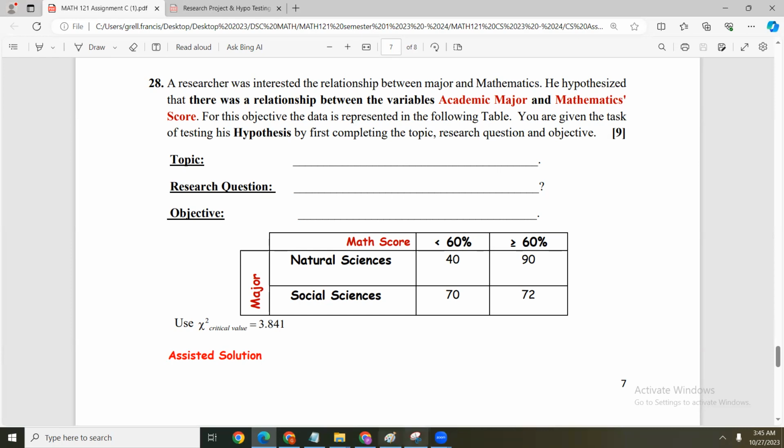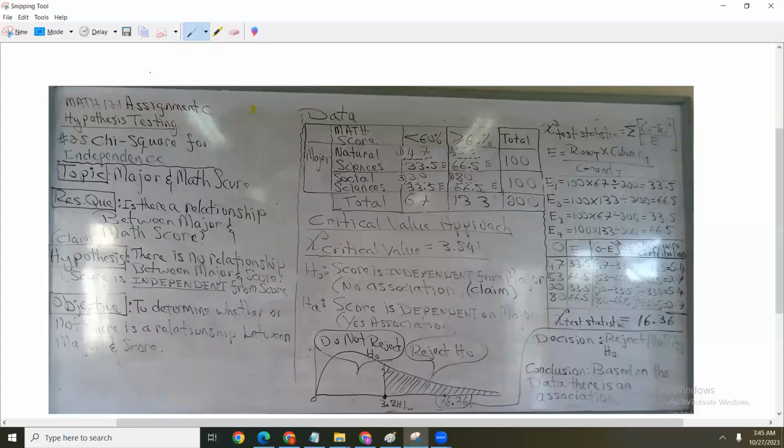So here is the example. Topic, you can call it major and math score. For the research question: is there a relationship between major and math score, or is there an association between major and math score, or is math score independent of major? That's different, a paraphrasing of the research question.